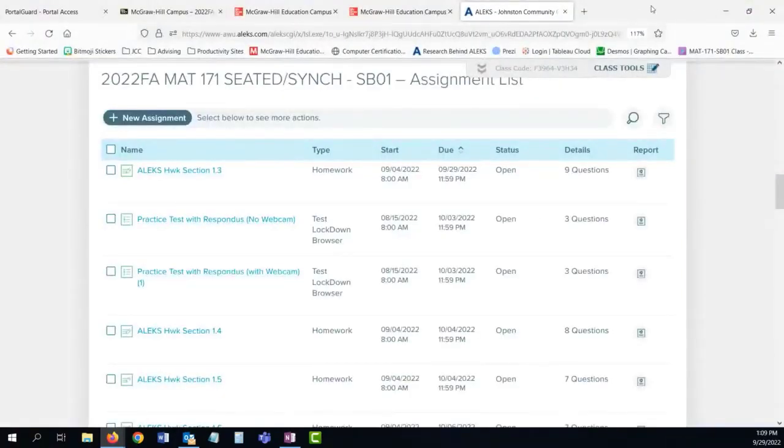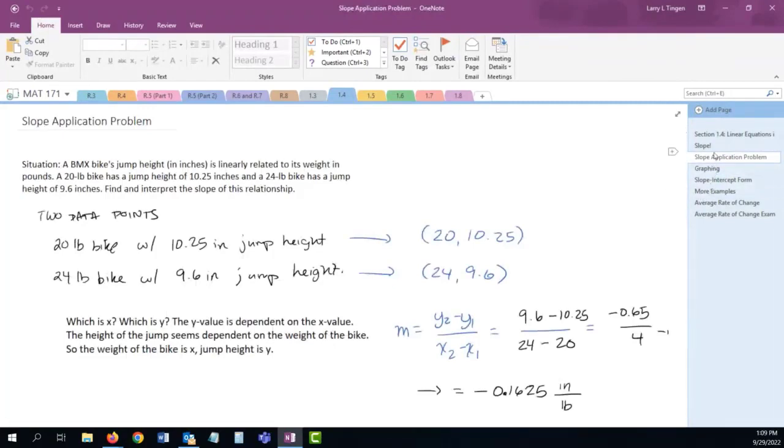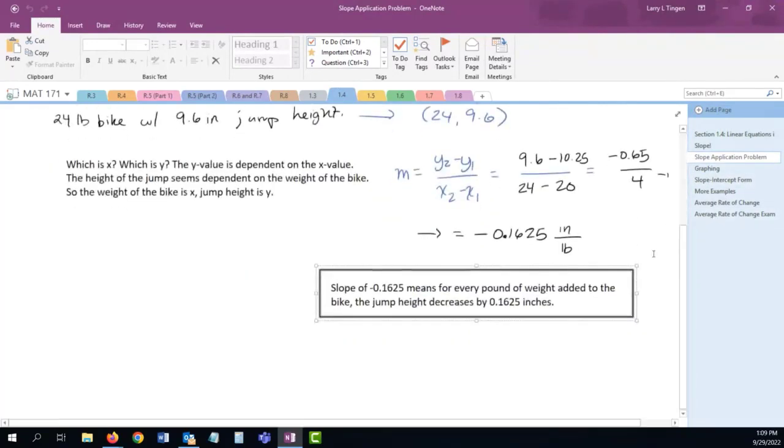And let's not put a window behind there so I can't screw it up. There we go. So we tackled a slope and a slope application problem with BMX high jump. We talked about if I have 2 pieces of data that I want to pair together, I can put them together into an ordered pair. And in this one, the data points were the weight of a bike and its jump height. We discovered as the weight increases, the jump height decreases. And we got an idea for slope.